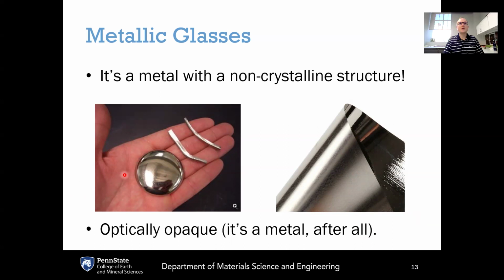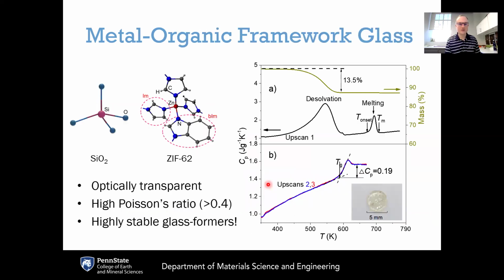One of the most common questions that I get about metallic glasses is, are they transparent? No, they're not transparent. They are optically opaque because they are metals. And because of their optical opacity, this means that they're not used in a lot of applications that we normally associate with glasses. So metallic glasses are still trying to find their application space.